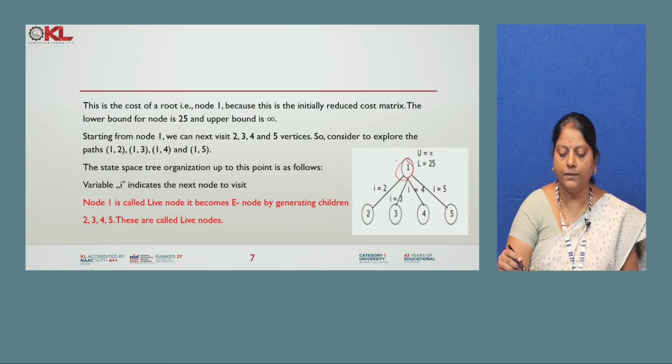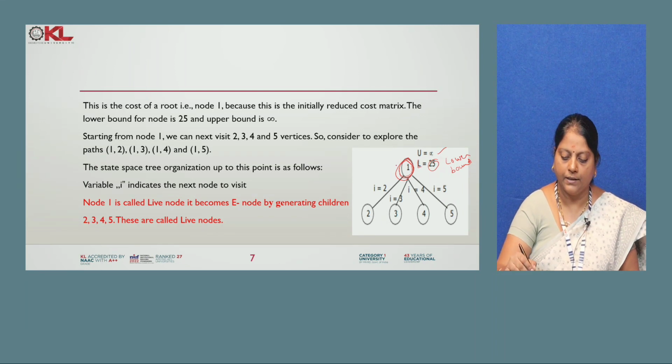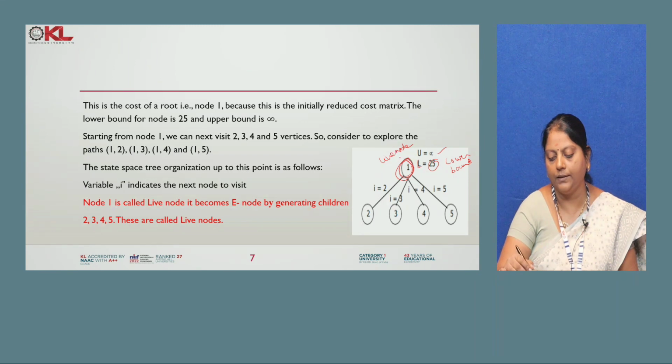So here the solution can be represented by using a state space tree. Here 1 is the source, the root node. The cost of this node is 25. That is also represented as L, which we call the lower bound. This is the lower bound value. Next, U is the upper bound value. Initially we take the value as infinity. Now 1 is called a live node. So we are just creating a root node.